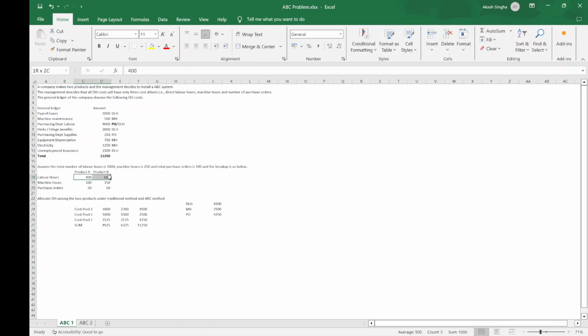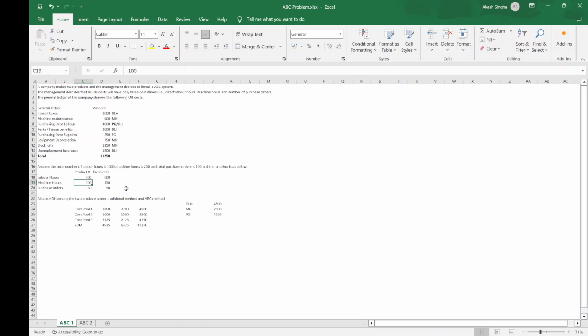Now labor hour is divided in A and B of 4 is to 6, right? So labor hour is 40% will go to product A and 60% will go to product B. So if you calculate 40% of 4500, it will be in the product A and 60% of it will be going to product B. Also same with machine hour, it's 100 and 150, right? So here it will be 100 by 250 and here it will be 150 by 250.